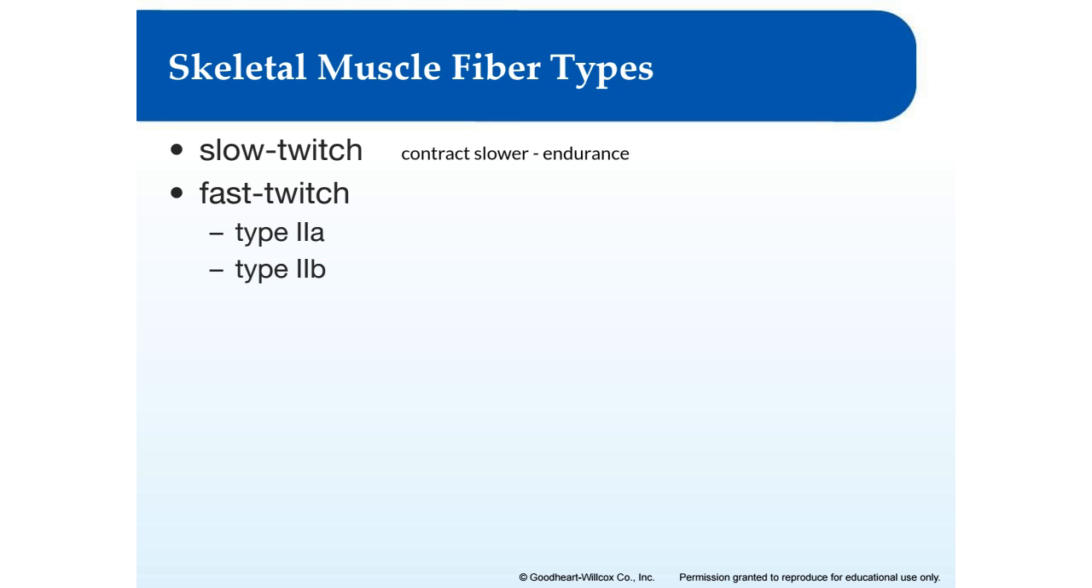So our 2A are considered intermediate, and our type 2B contract the fastest, so they contract very rapidly. They are most common in sprint athletes, but they fatigue very quickly. So your really elite athletes, for instance your elite marathon runners, may be physically built with more of these slow twitch fibers, where your elite sprinters may have more of these type 2B fibers that contract very rapidly, although they don't allow for a lot of endurance.